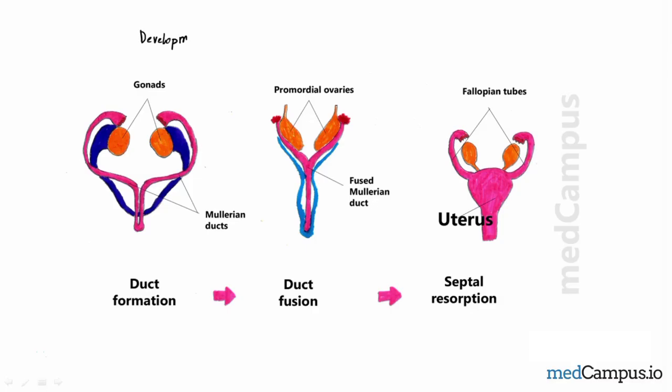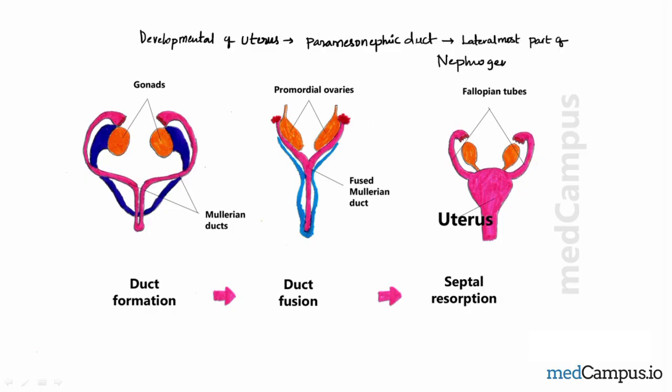Okay, followed by the developmental anomalies. So the uterus develops from the paramesonephric duct, right? The paramesonephric duct arises from the lateralmost part of the nephrogenic cord. So where is the nephrogenic cord? This will be the nephrogenic cord, and this is the dorsal mesentery, and from this the lateralmost part gives rise to the paramesonephric duct.